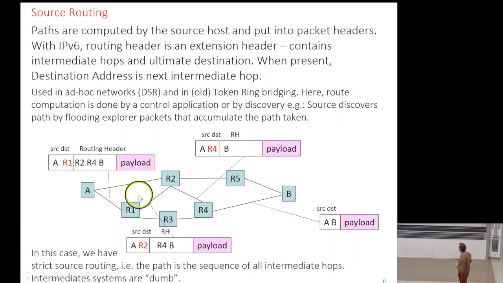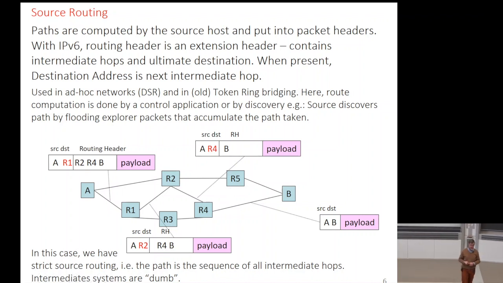Here I'm showing an example of a small deployment where I have a number of intermediate systems. Ad hoc networks can be simple PCs or even smartphones that are able to forward packets. One method that is used in such a context consists in having the source, here A, that wants to send a packet to B, find an explicit path through the network. In this case, an explicit path is R1, R2, R4, and then B. We'll see in a minute how a source can find that.